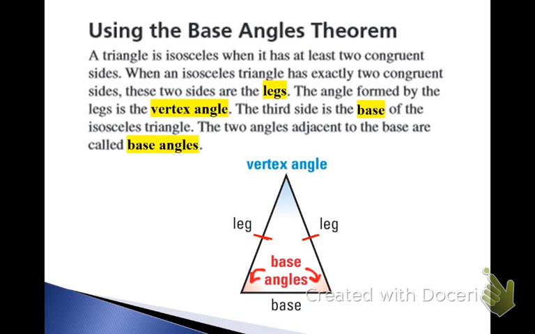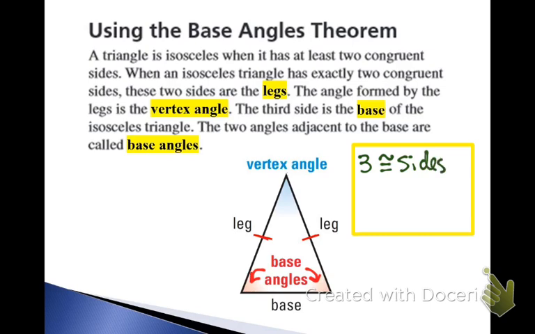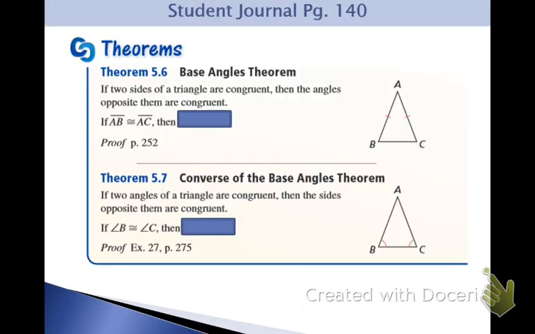So, earlier in the chapter, we said when you have 3 congruent sides, what did that mean for your angles? You have 3 congruent angles. So what if you have 2 congruent sides? 2 congruent angles. You just haven't learned where they are yet. That's the purpose of today, to figure out where those congruent angles are going to be. So you have this in the middle of your page. If 2 sides of a triangle are congruent, then the angles opposite them are congruent.